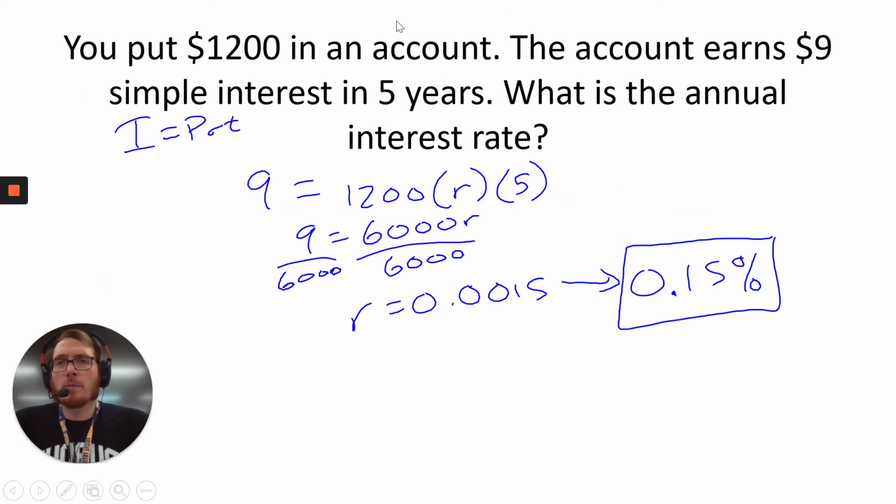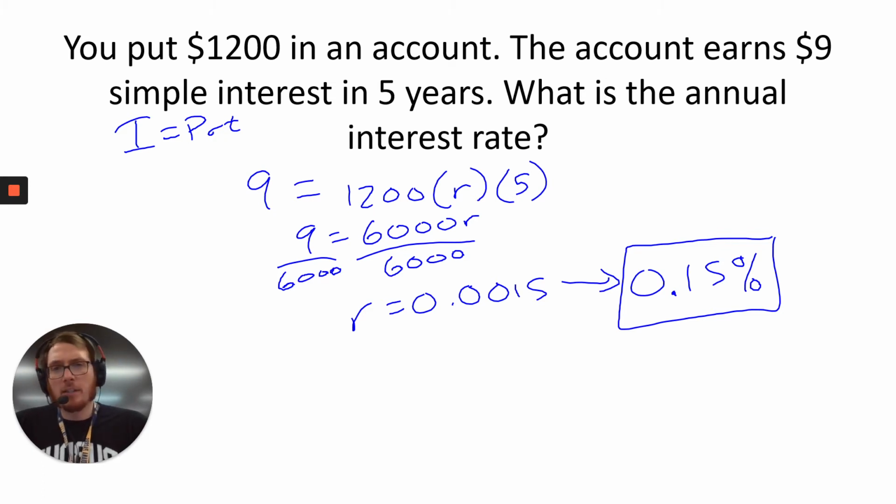Next question says you put $1,200 in the account, that's the principal. The account earns $9 interest, that's the interest, in 5 years. What is the annual interest rate? So it'd be 9 equals 1,200 times R times 5. You just plug the pieces in, and now we're going to solve for the missing piece. I take 1,200 times 5 first because I need to multiply those to get to 6,000. That's similar to the warm-up activity we just did. And then to get R by itself, I'm going to divide by 6,000.